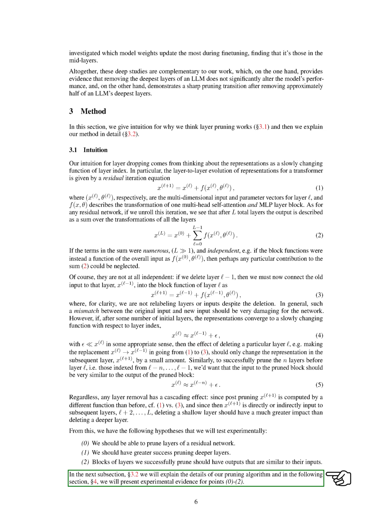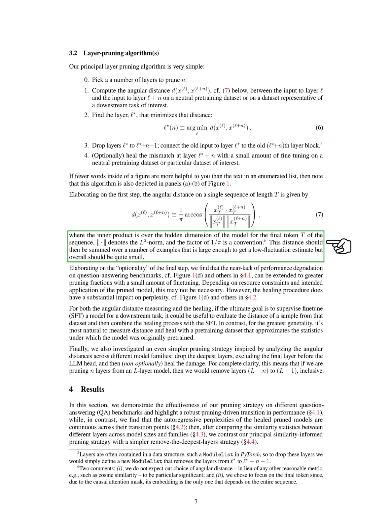We can measure the angular distance between inputs by considering the inner product of the hidden dimensions of the model. This distance should be small when summed over multiple examples.